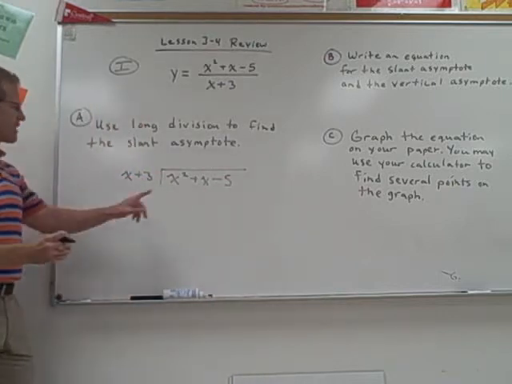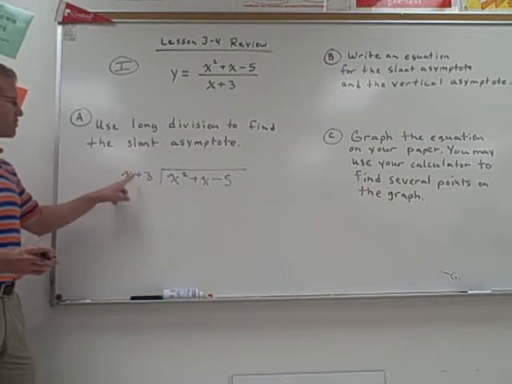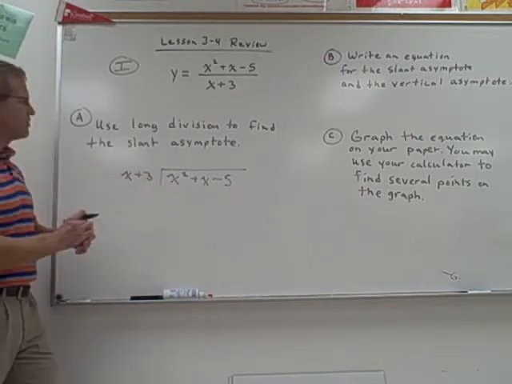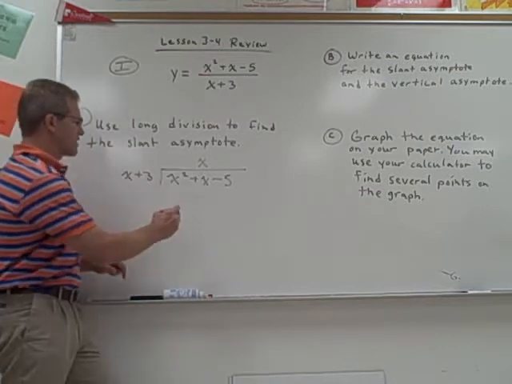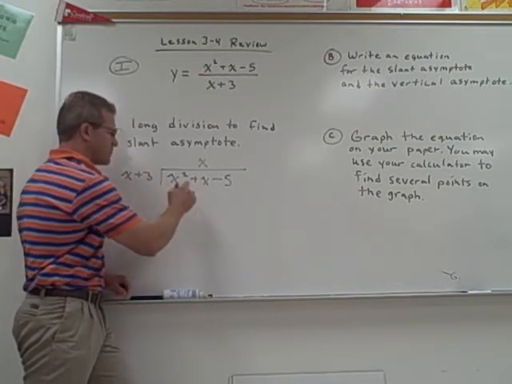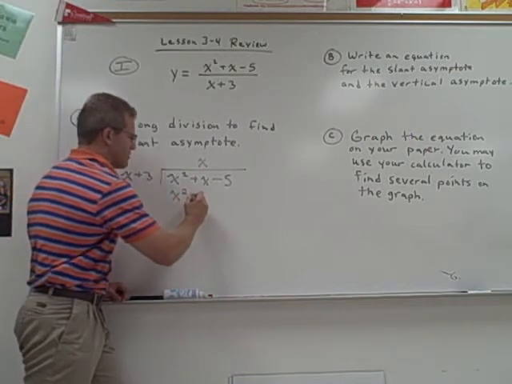You start by doing x squared divided by x. Or you could just think, what times x would give me x squared? Either way, an answer is going to be x. Then you take x times x, that's x squared. You keep your exponents the same, exponents lined up. X times positive 3 would be positive 3x.